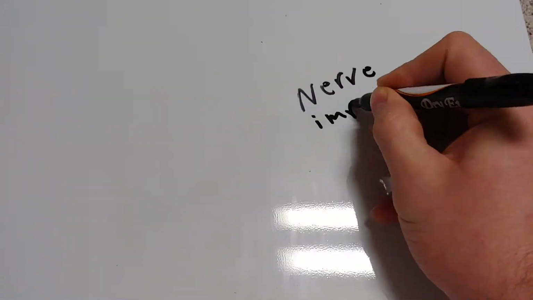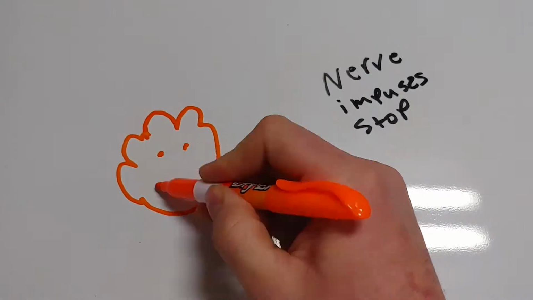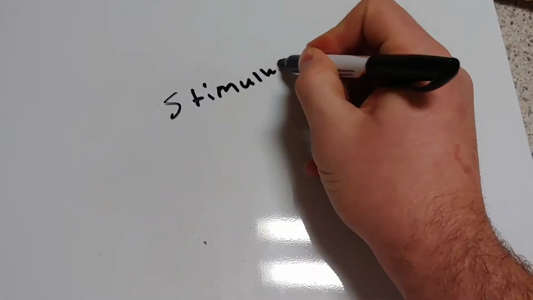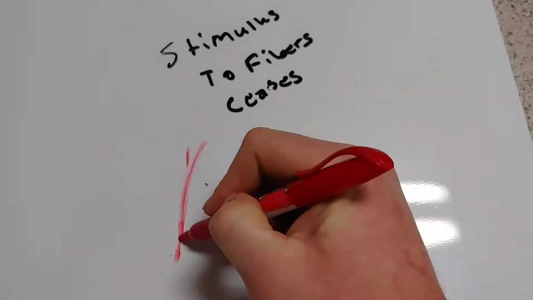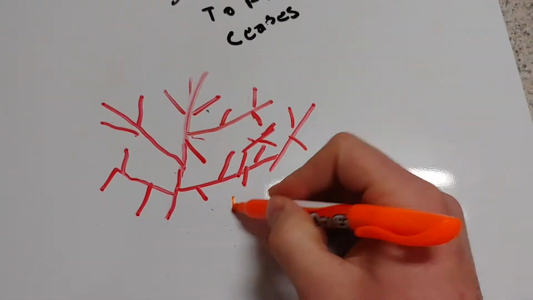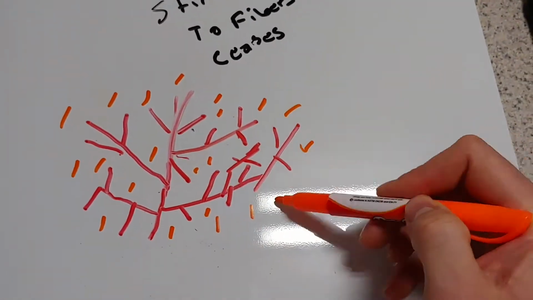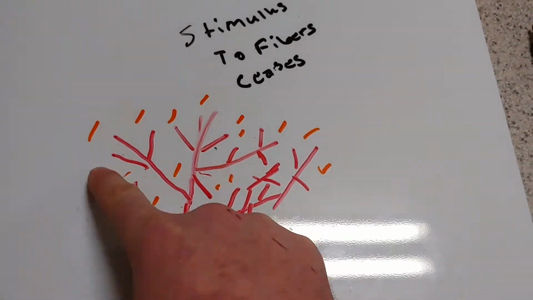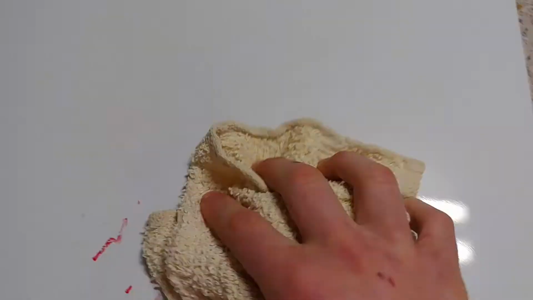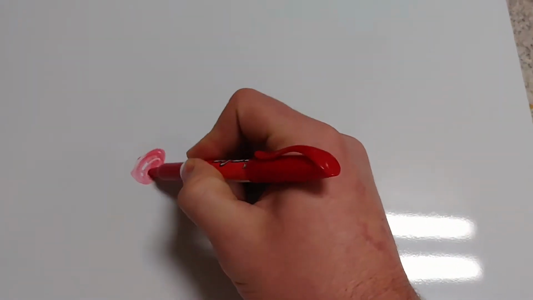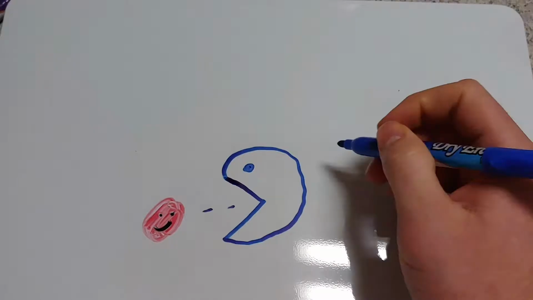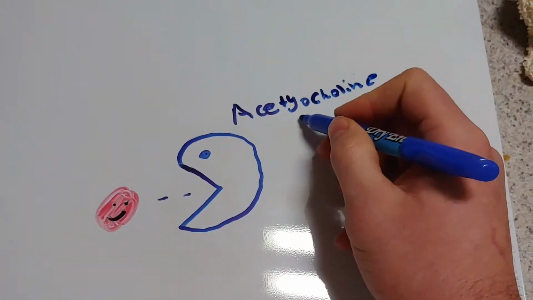In the first step of muscle relaxation, nerve impulses stop. During the second step, stimulus to the fibers ceases. During the third step, acetylcholine esterase decomposes acetylcholine.